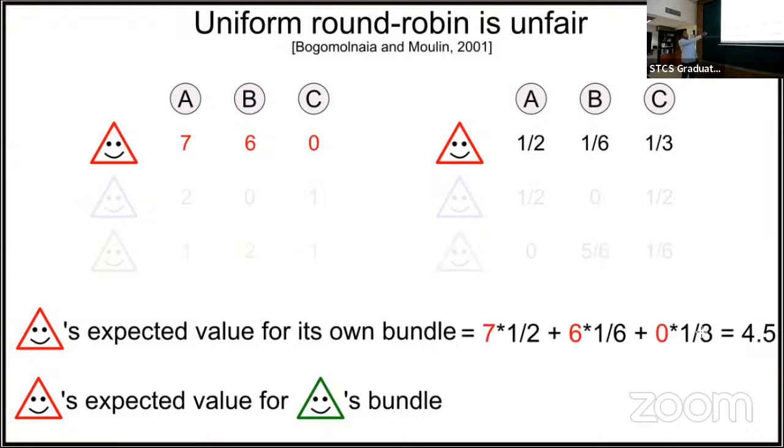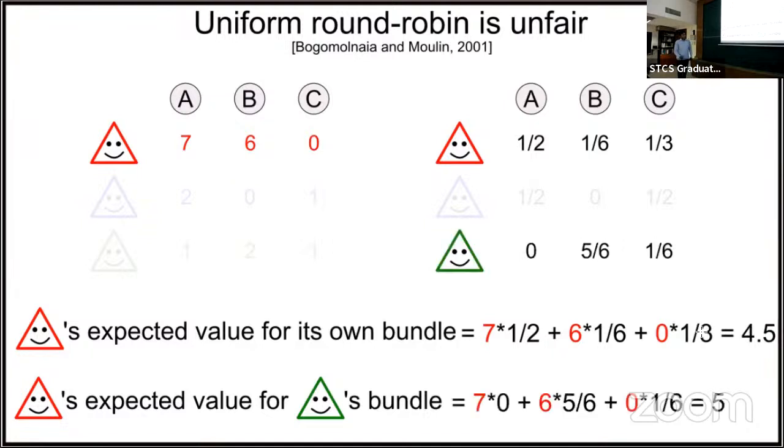The expected values would be just the product of these 3 values with these 3 over here, term by term. That comes out to be 4.5. And similarly, if you look at red's expected value for the green agent's distribution, its randomized bundle, that comes out to be 5.